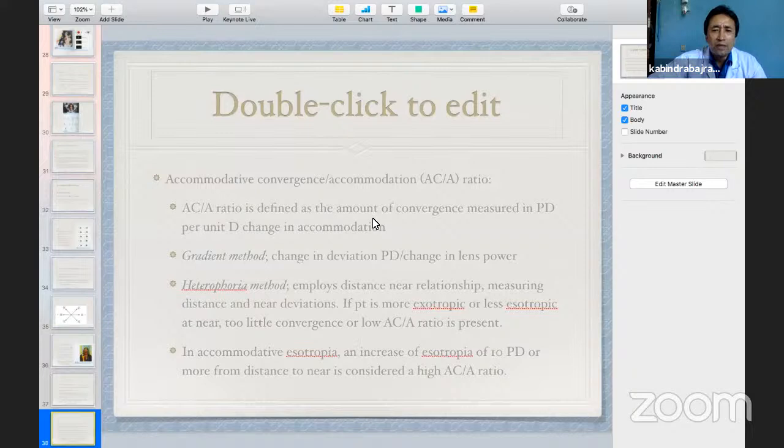Then AC by A, accommodative convergence by accommodation ratio, is important. It is defined as the amount of convergence measured in prism diopters per unit diopter change in accommodation. There are several methods to measure AC by A ratio. I have mentioned 2 here. The gradient method, where change in deviation in prism diopters per change in lens power is measured. And the heterophoria method is the distance near relationship, where the difference of distance and near deviations is considered. If the patient is more exotropic or less esotropic at near, too little convergence or low AC by A ratio is present. In accommodative esotropia, an increase of esotropia of 10 prism diopters or more from distance to near is considered a high AC by A ratio.